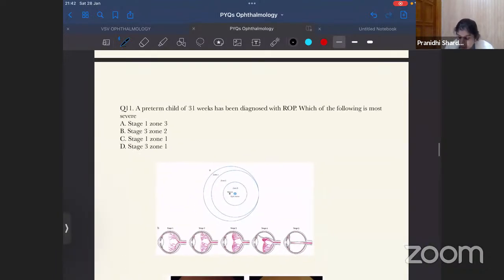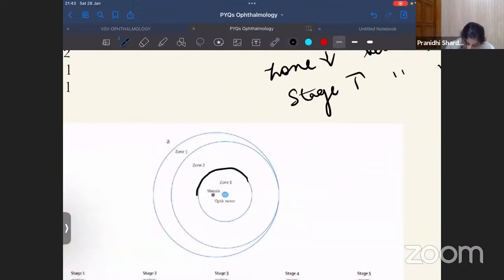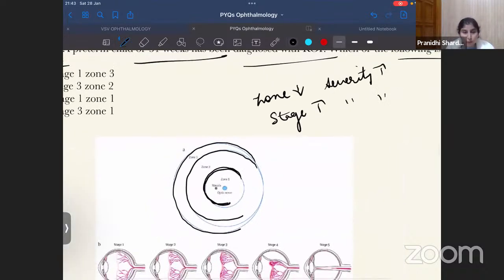Now the next question: ROP is a very important topic. ROP etiopathogenesis, staging, treatment, very important. A preterm child of 31 weeks is diagnosed with ROP. Which is the most severe? See, as the zone decreases, severity increases; as the stage increases, severity increases. We know that zone 1 is closest to the macula. We have studied how we divide the zones, so we'll not go into the details. Zone 2 is farther away, zone 3 is the farthest, zone 1 is closest, so it is the most severe.